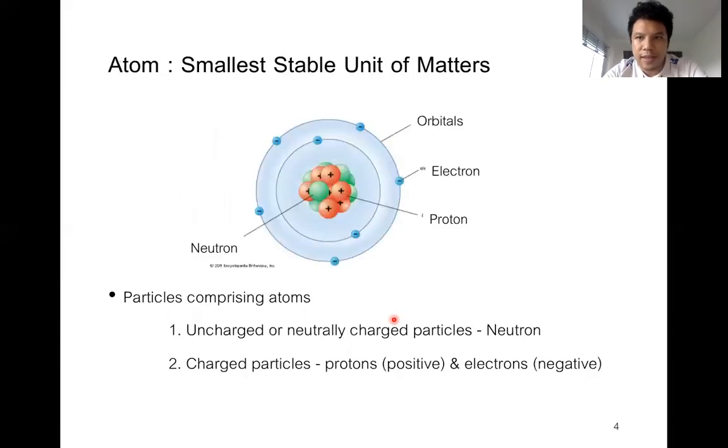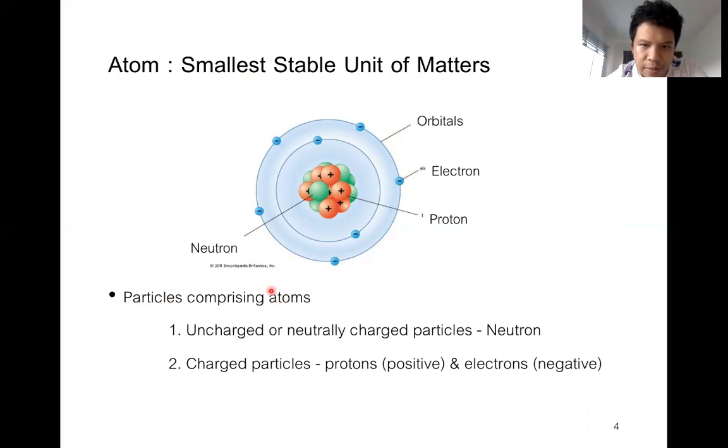Okay, firstly, I would like to talk about the atom. So the atom is known to be the smallest stable unit of matter. The atoms are composed of the neutron, proton, and electron. So the electrons are orbiting, or making a circular motion, about the nucleus. So we talk about particles comprising atoms.